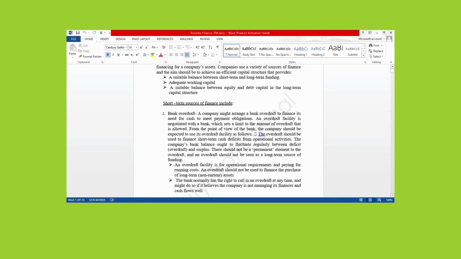That tells us that overdraft as a source of finance is very risky. There is no specific repayment period.